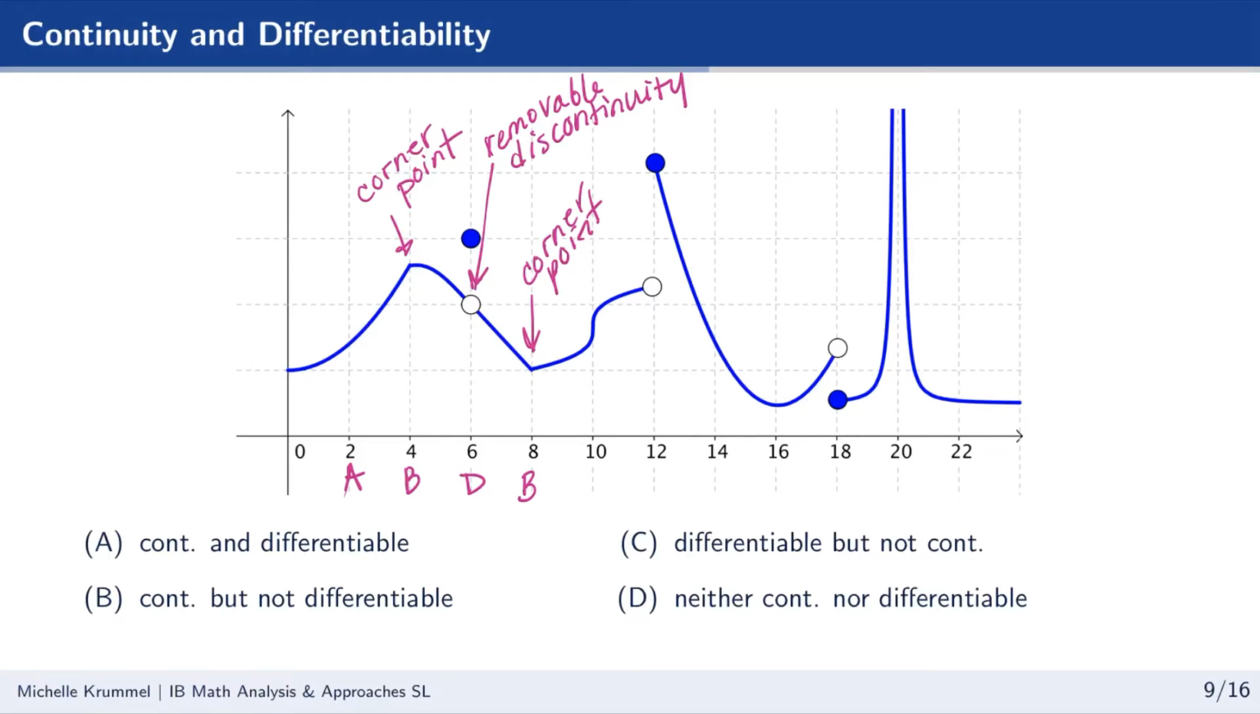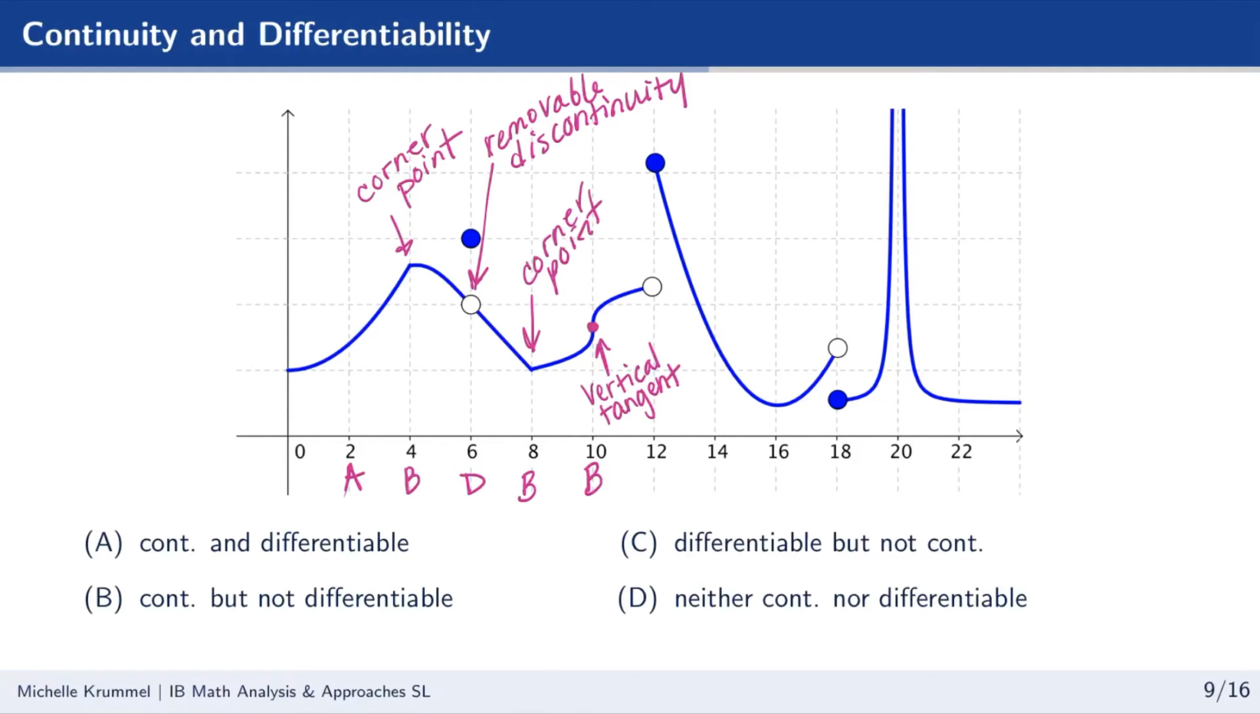At x equals 10, it's continuous, right? There is no discontinuity there. It's continuous, but right at that point right there, vertical tangent. Those are hard to spot sometimes on the graph if you're thinking about it too quickly. Vertical tangent, so that's a deal breaker. It's continuous, but it's not differentiable.